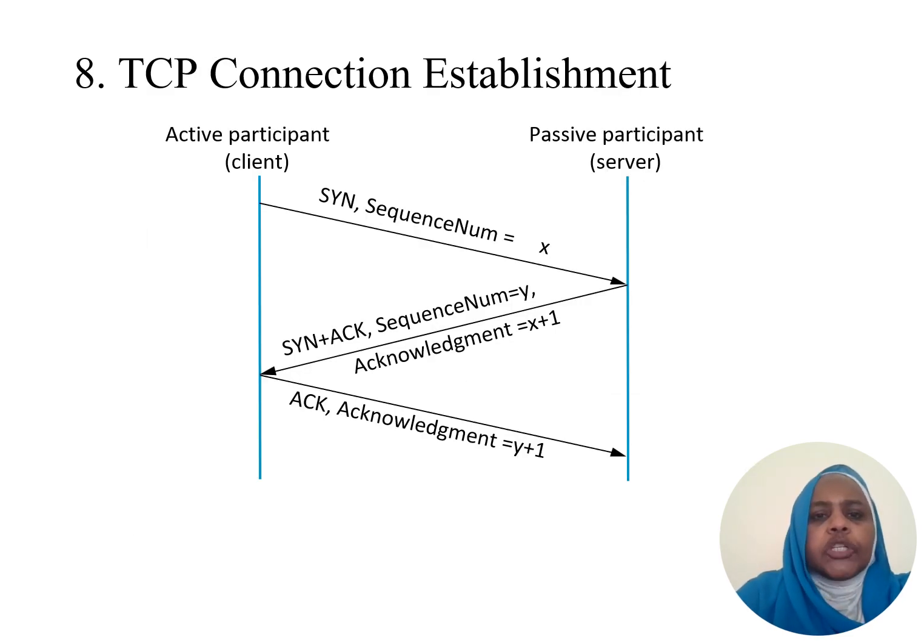The connection establishment in TCP is what we call a three-way handshake, where a SYN request is sent to the server. The server will reply with a SYN request and an acknowledgement. Then the client will reply back with the acknowledgement to the SYN request sent by the server.